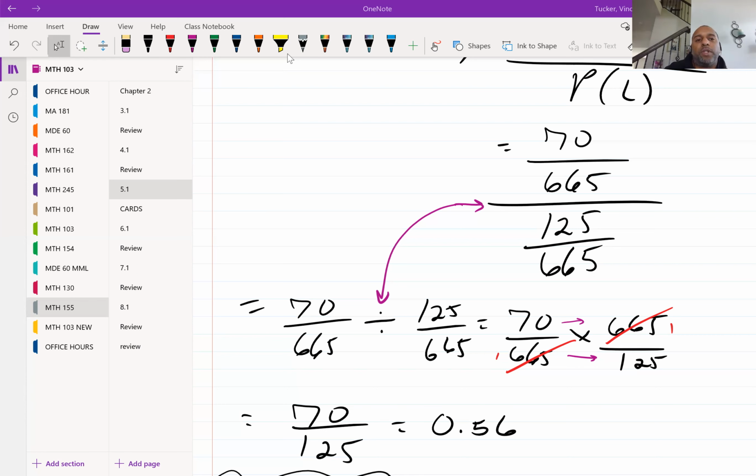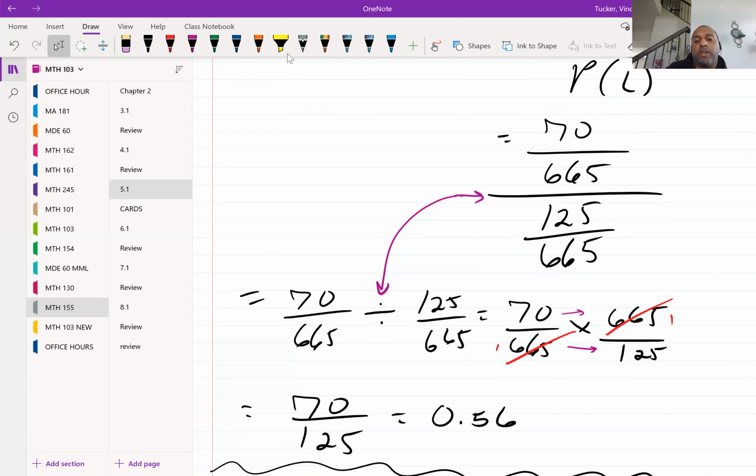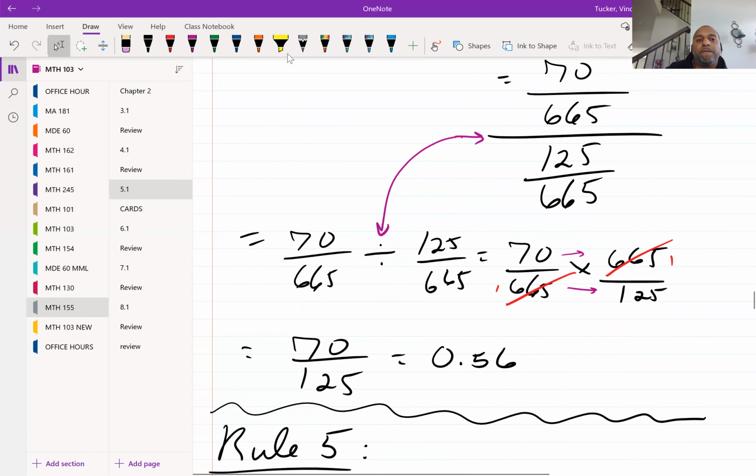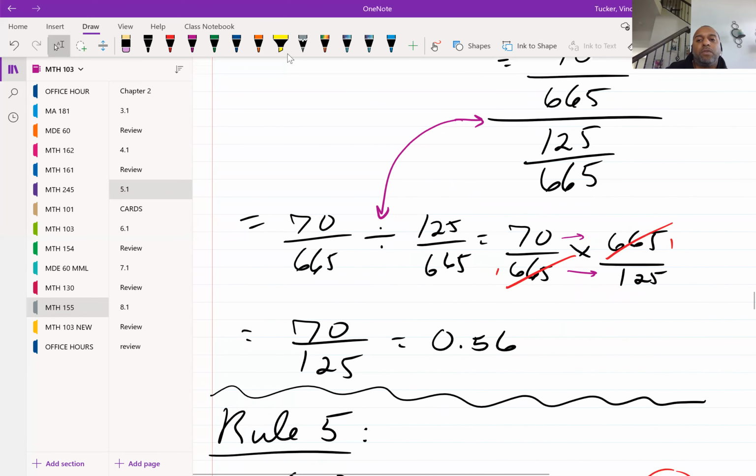All right, questions on what we did there? Like I said, that was just the other way of doing it. Don't necessarily have to do it that way if they give you the numbers like the chart did, but I'll just show you the other way.